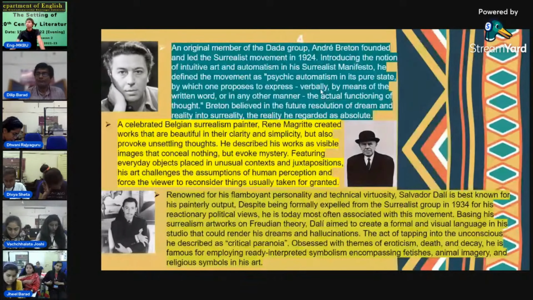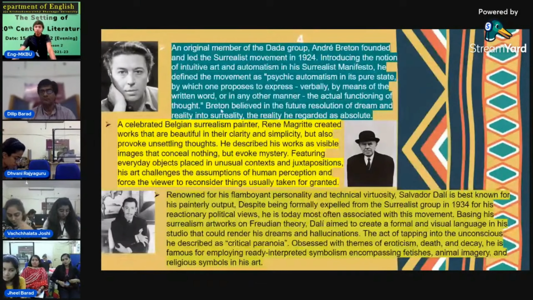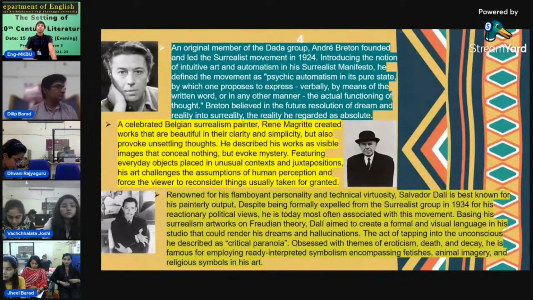So verbally means giving speech, and by means of the written word means providing it through writing, the actual function of thought. Breton believed in the future resolution of dream and reality into surreality. So the reality he regarded as absolute. Basically, surrealism is this combination of imagination plus reality, the unconscious plus the conscious. And the second famous author or painter is the celebrated Belgian surrealist painter René Magritte.